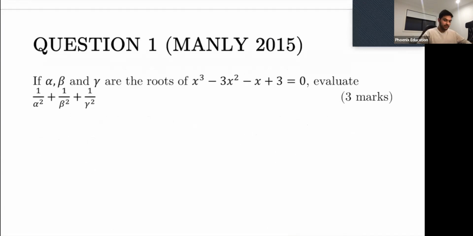Okay, let's have a look at this question. I'll give you guys 30 seconds to think about how you would approach this question. Hopefully we can get through almost all these questions in the 15 minutes that we have left. So have a think about how you would approach this question.